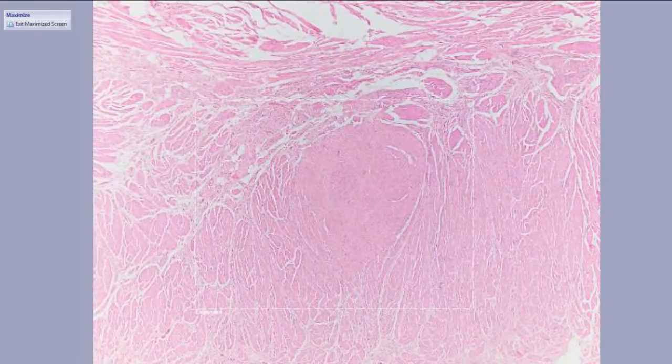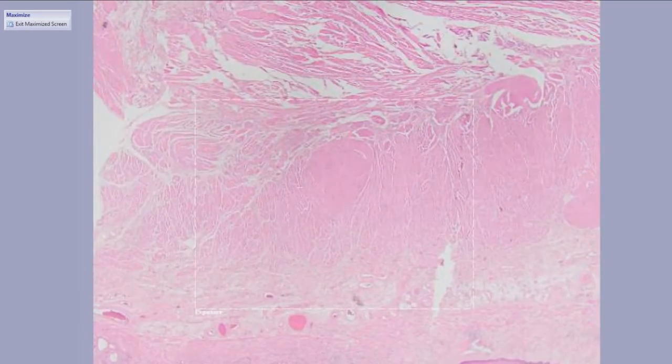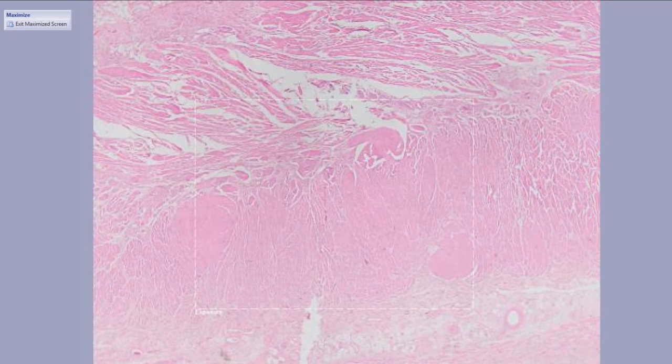Again, this is not a great example, but it's pretty rare. More florid examples can occur. These can grow to be a centimeter, several centimeters in size. They can cause symptoms. This, of course, was, as I mentioned, an incidental finding.